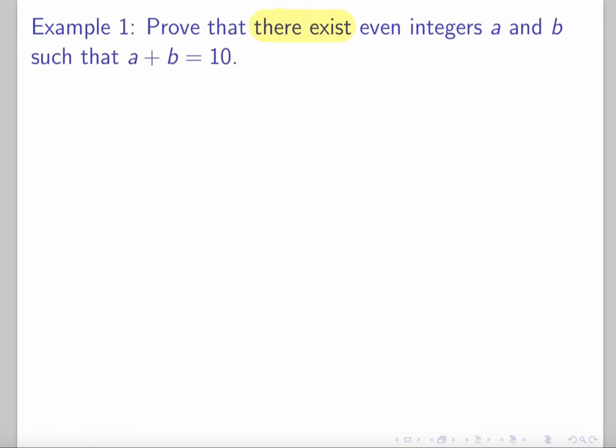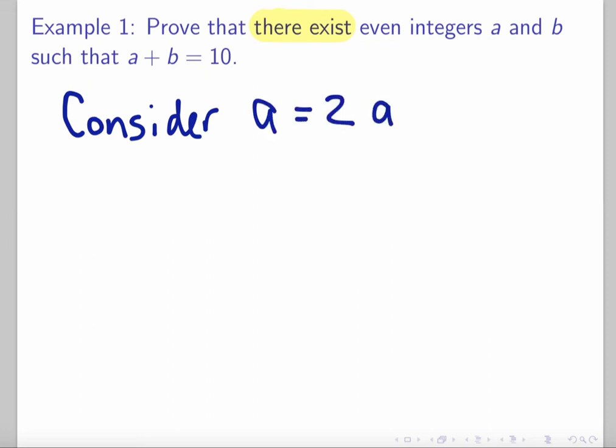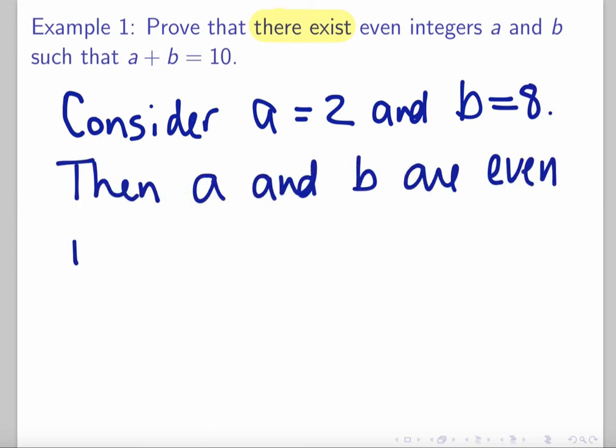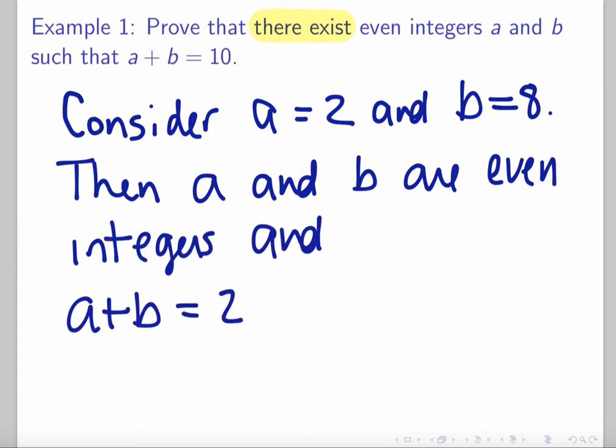So here's a proof for example 1. We could just say consider, and then we just have to pick two integers, an a and a b, that work. So I'll choose a equals 2 and b equals 8. Then a and b are both definitely even integers, so they meet the conditions. And a plus b is 2 plus 8, which is 10. And we're done. We've proven that there exist even integers a and b such that a plus b equals 10 by giving an example.